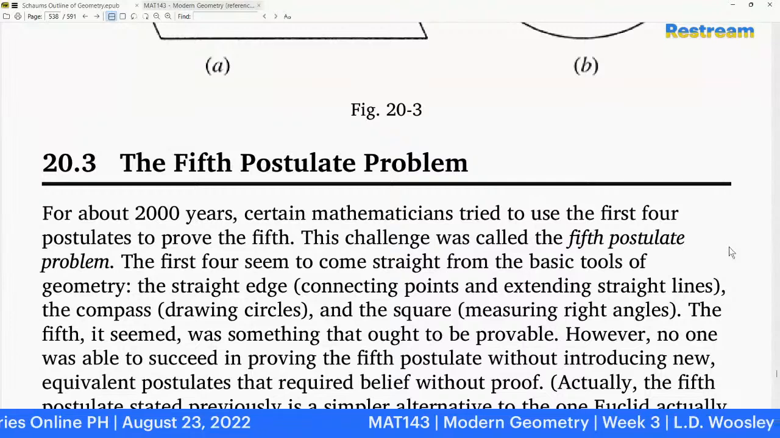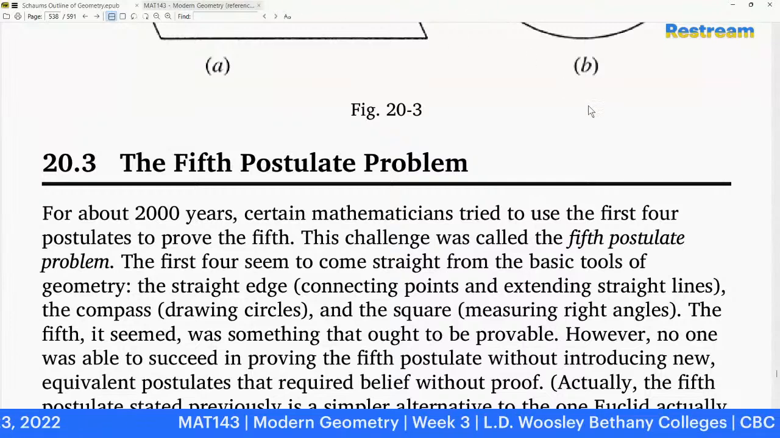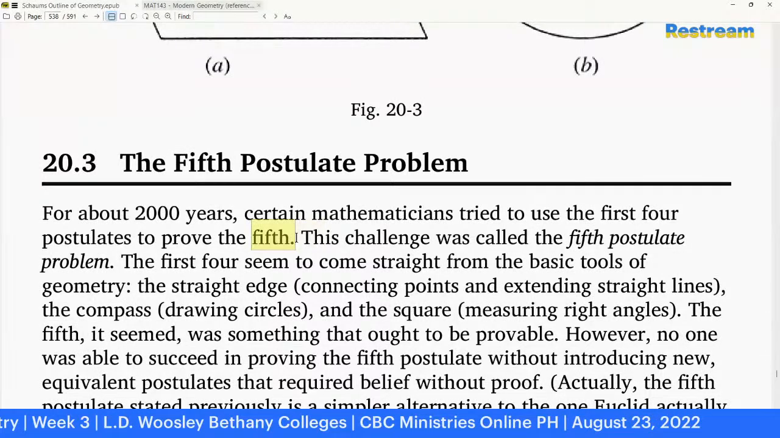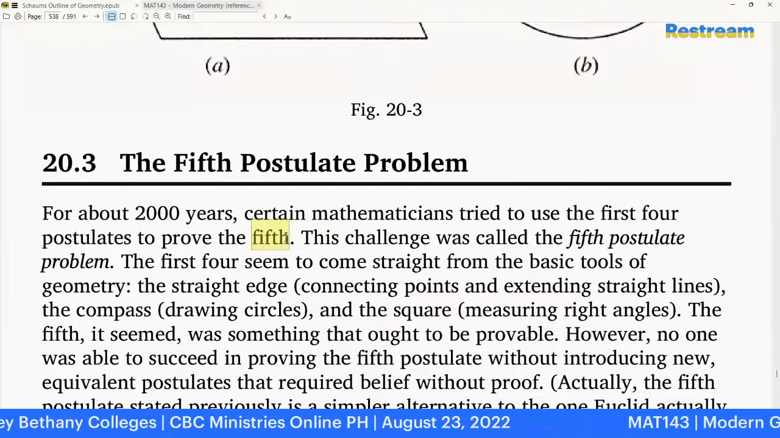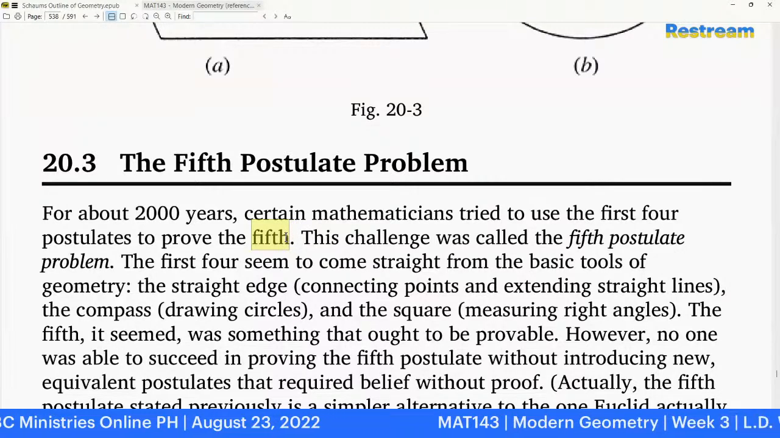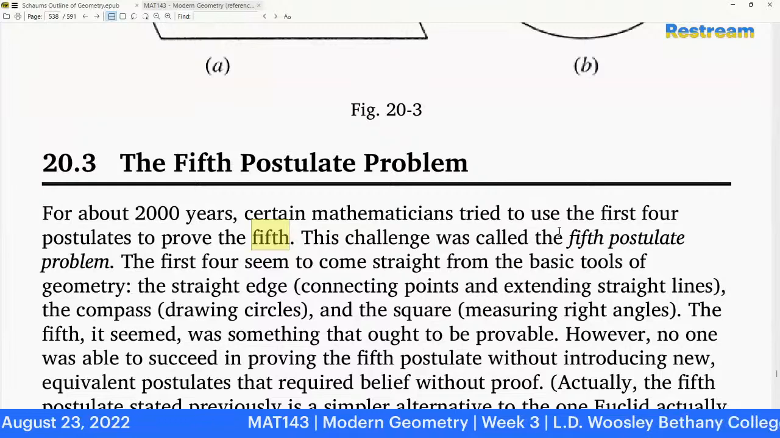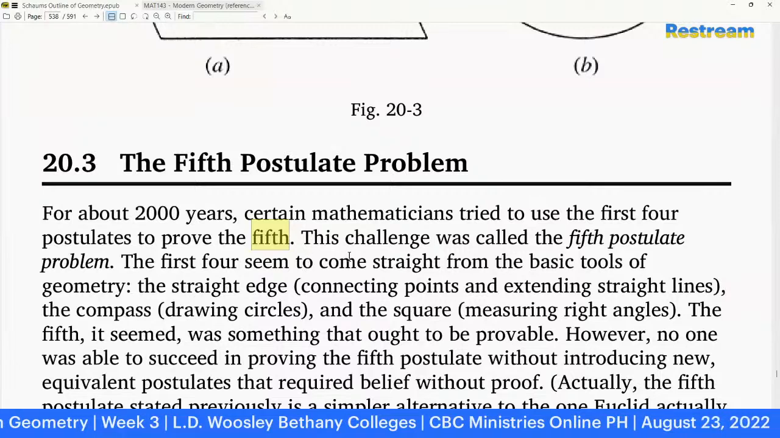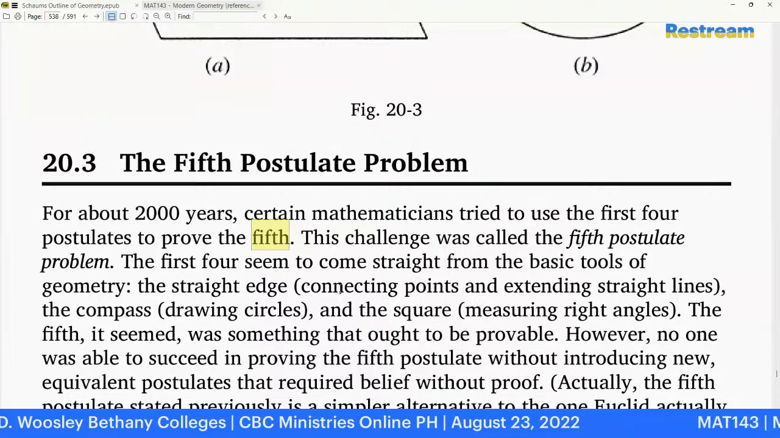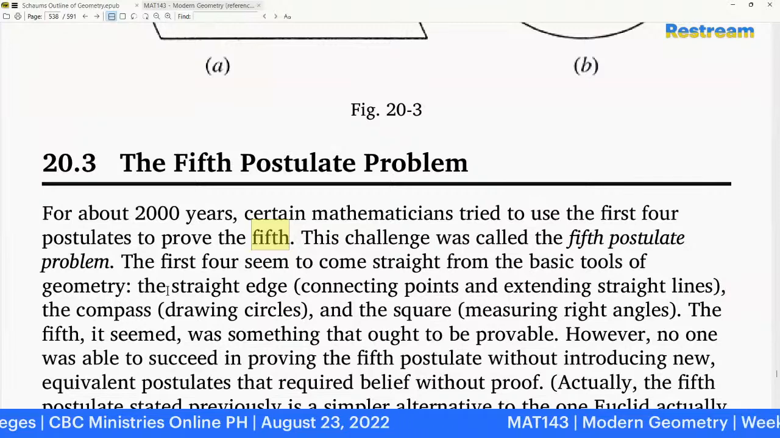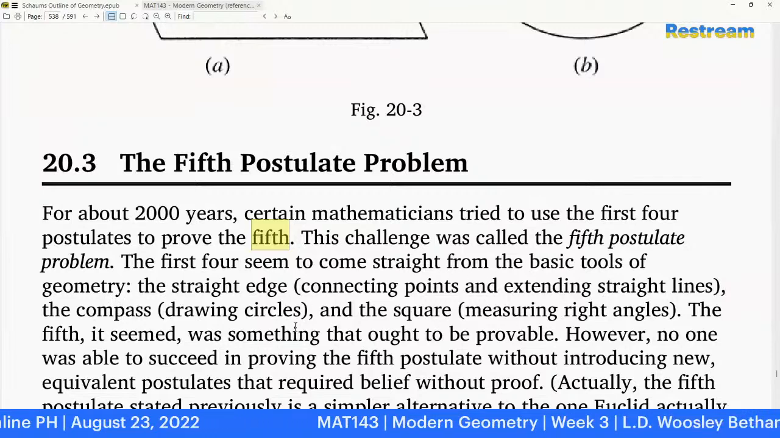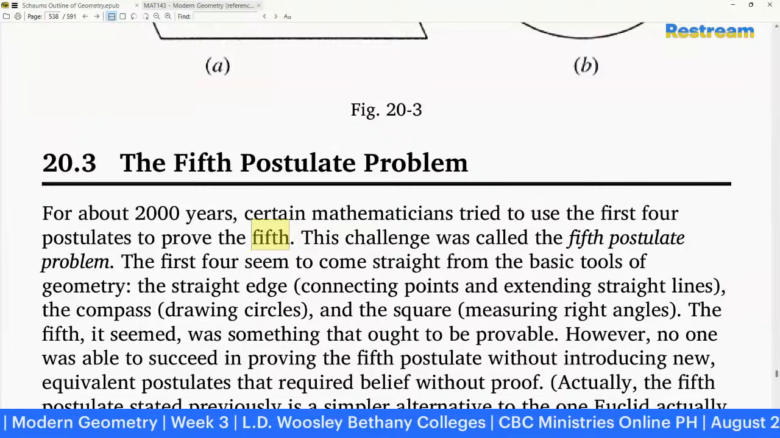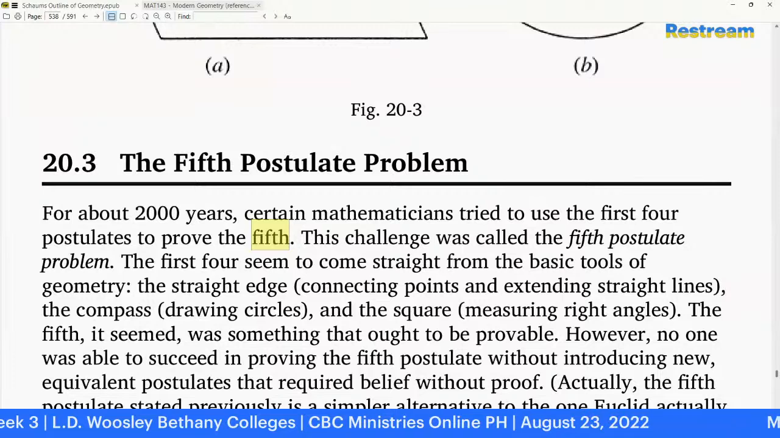Okay, let's move on. Fifth postulate. For about 2,000 years, certain mathematicians tried to use the first 4 postulates to prove the fifth. Kasi postulates are truths without requiring any proof. This challenge is called the fifth postulate problem. The first 4 seem to come straight from the basic tools of geometry, compass and straightedge: connecting points, extending straight lines, etc. So meron kang by virtue of construction. So isa pang postulate technically is a construction, no?